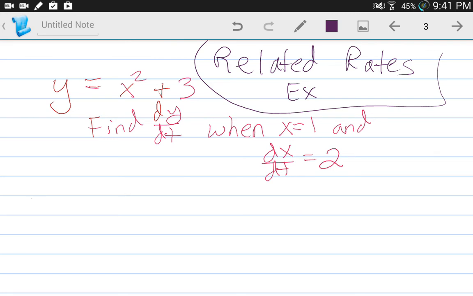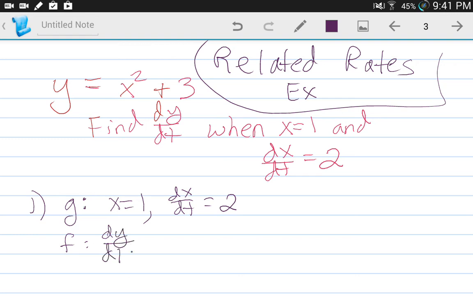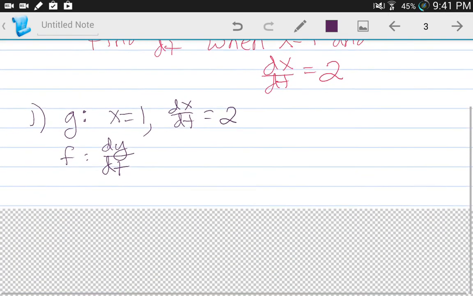first thing we want to do is to figure out what our givens are. So our givens are, I'm just going to write g for given, x equals 1, dx over dt equals 2, and we're trying to find dy over dt. And this is just going to help me stay organized.